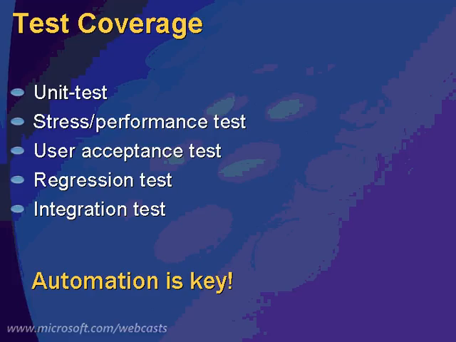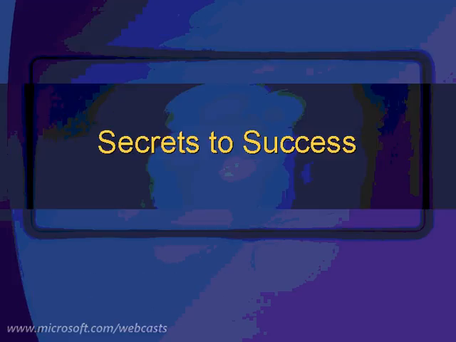Another aspect is being able to do stress and performance testing for things like web applications. User acceptance testing, maybe these are scripts that you run through from a user's or actor's perspective. Regression testing is huge to make sure you haven't introduced any new errors. And integration testing throughout your system. The key here is automation. The more you can automate, the better off you're going to be, especially when you talk about regression testing.